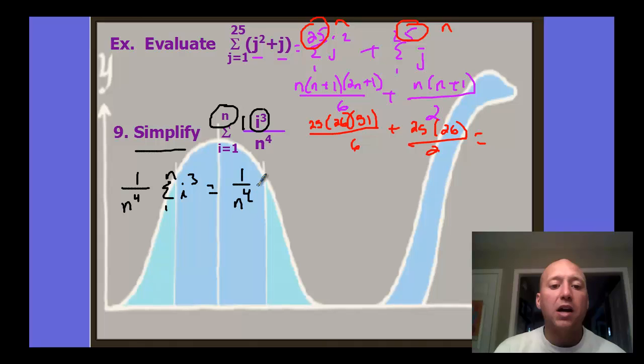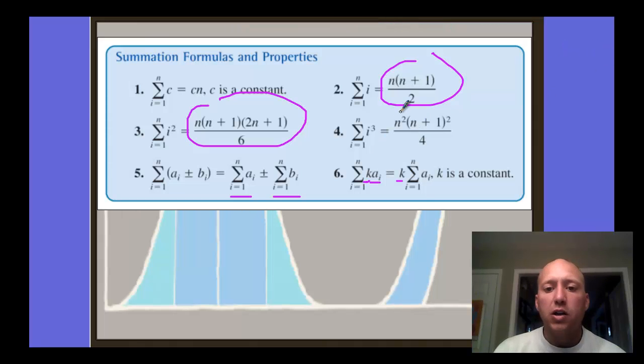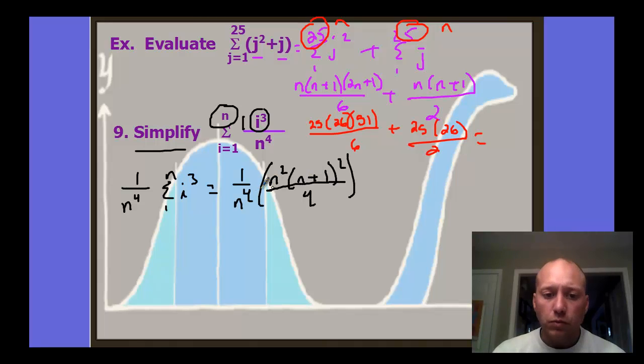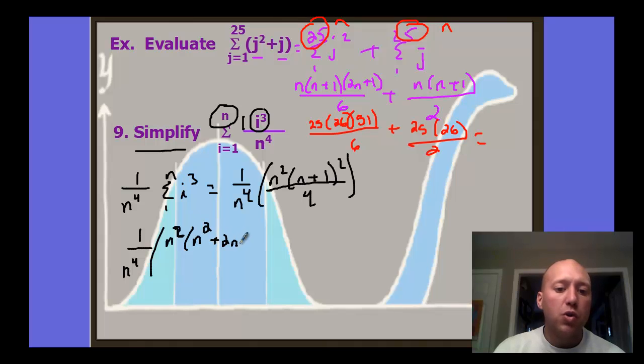Now I can use my summation rules for i cubed. So the sum of i cubed here is n squared times n plus 1 squared all over 4. And so we want to simplify this. So this is 1 over n to the 4th times n squared times n squared plus 2n plus 1 all over 4.